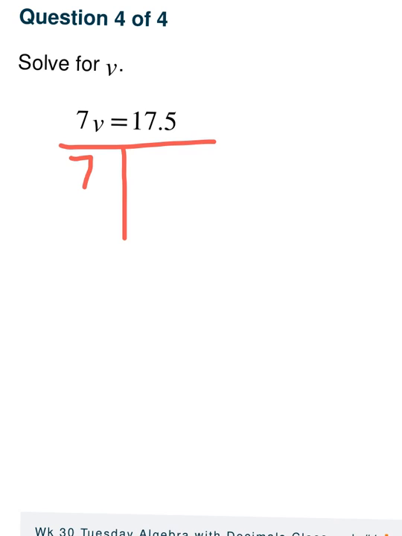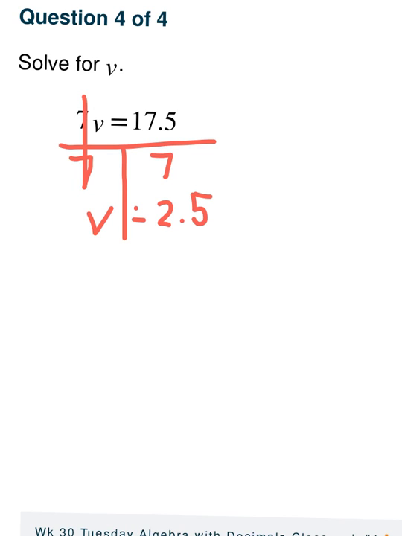The way I usually write this is I just write that as if it's a fraction, because 7 divided by 7 is going to equal 1, and that would get your v, your variable, by itself. And then if I take 17 and 5/10 and divide it by 7, that will give me my answer. If I do that, you should come out with 2 and 5/10.